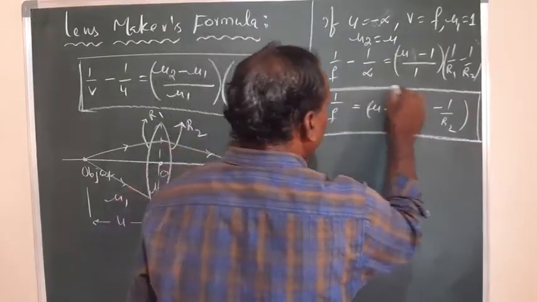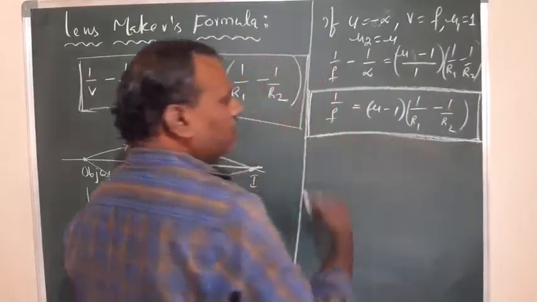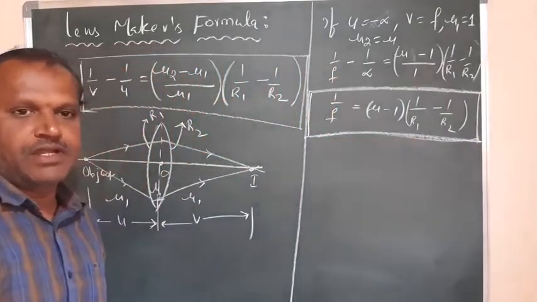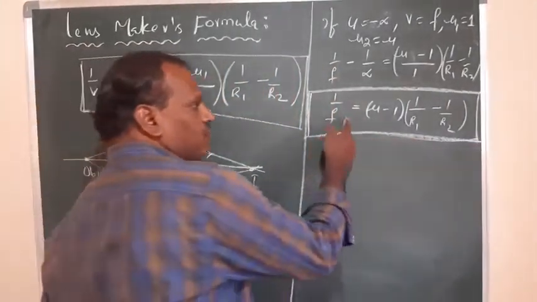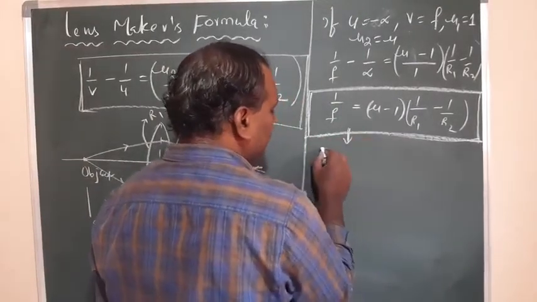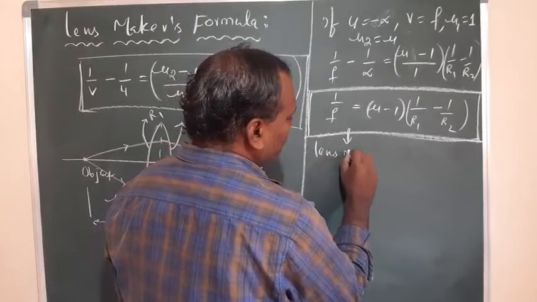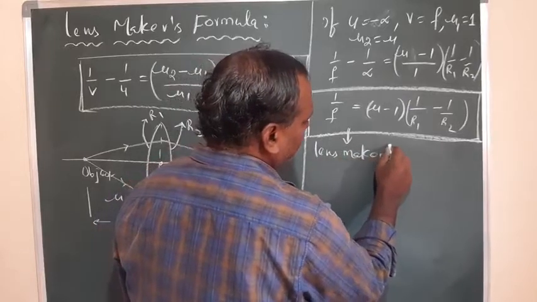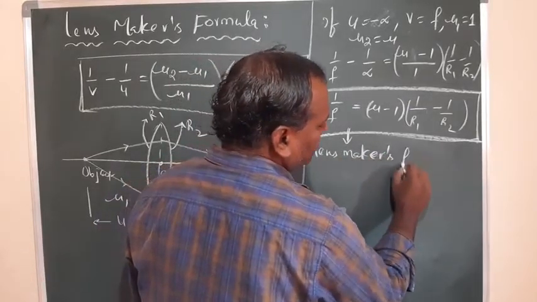It is the Lensmaker's formula, right? This equation is called the Lensmaker's formula.